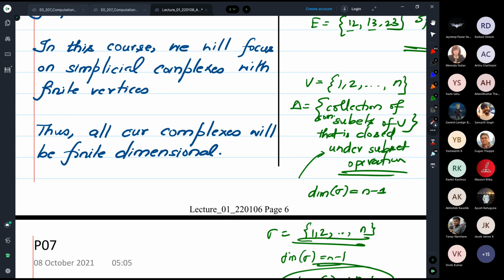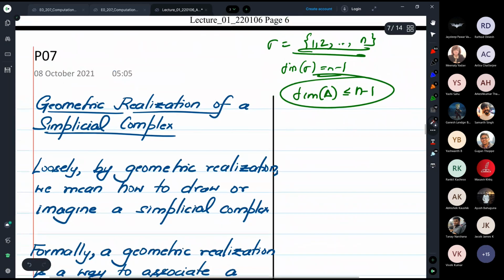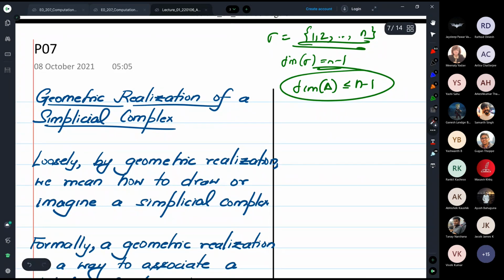All right. Okay, so in the remaining 20 or so minutes, our focus will be on this concept that will be called a geometric realization of a simplicial complex. Okay, so a question that may naturally arise in your mind is, what do you mean by geometric realization, right? By geometric realization, loosely, so first I'm giving you an intuitive definition and then we will look at the formal definition. By geometric realization, loosely, we mean how to draw or imagine a simplicial complex, right?